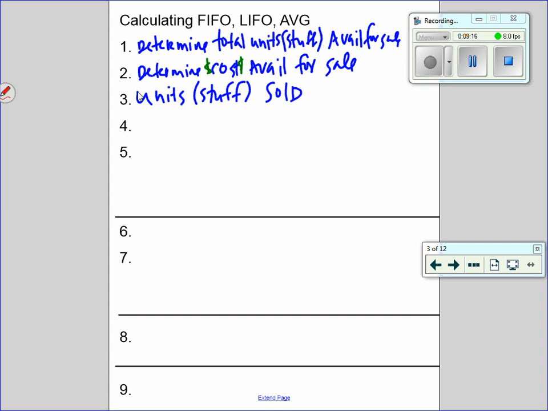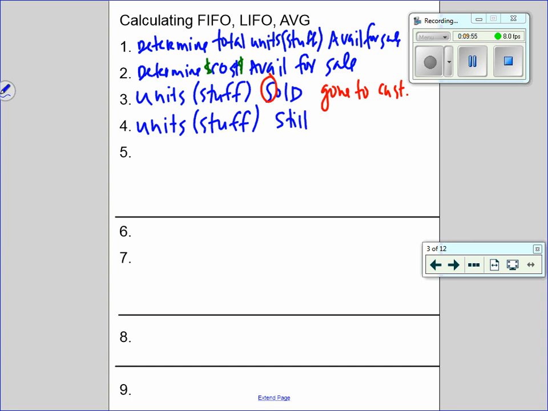I'm going to switch pen colors. This stuff is gone. To who? Customers. There we go. And circle the S of sold. Remember, we're going to toggle between what's sold and what's shush, or still here. I'm going to put number 4 on the list just while we're talking about it. Number 4, we also need to figure out units or stuff still here.